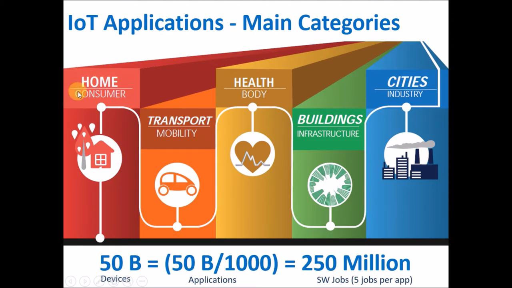The health is going to have the least number of devices because of the certification process, a very long process for certification, and lots of R&D cost for developing such applications. These applications require a huge number of people. If we're talking about 50 billion connected devices, then approximately we're talking about 50 million applications. If we say for each 1,000 devices, only one application would be there, then we're also talking about 250 million software related jobs, assuming that five software jobs are needed for every application.